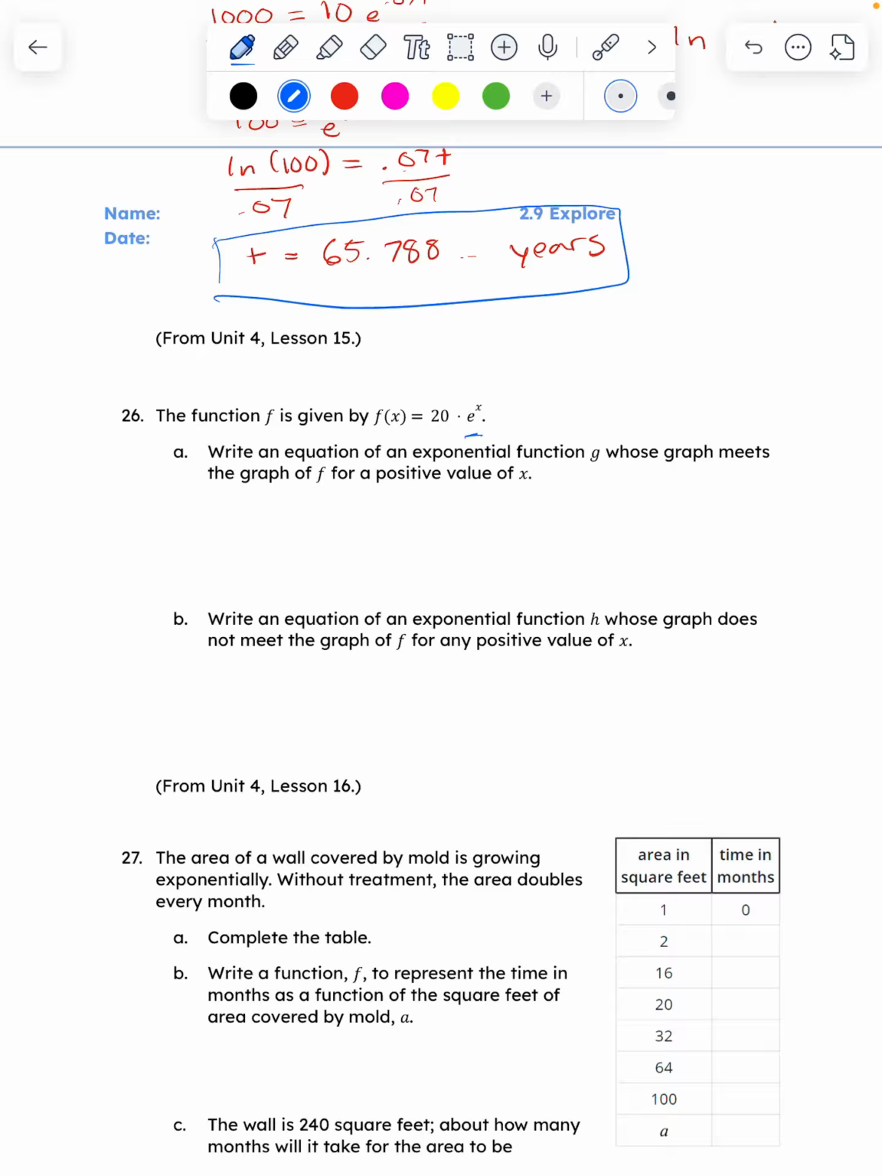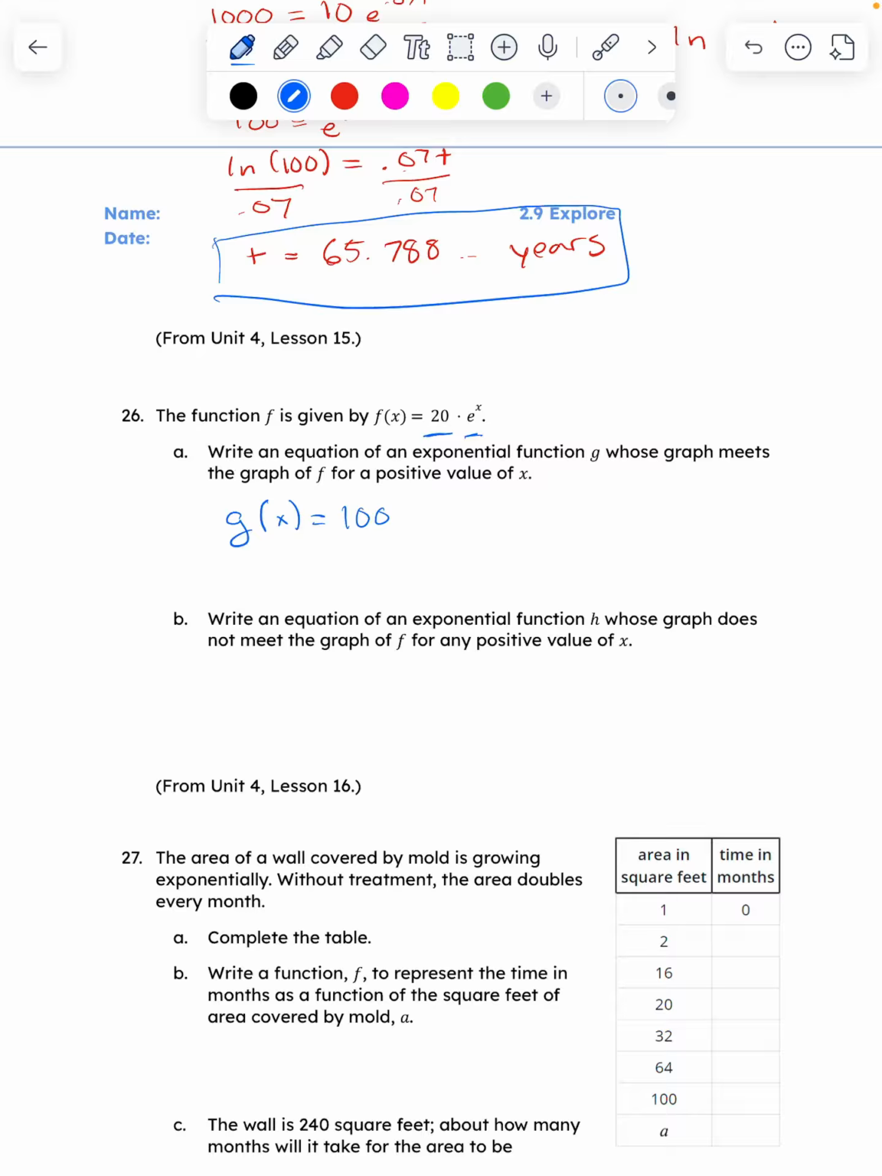I'm asked to find a function that is going to intersect with this function, right? So I need something that either starts higher but grows slower, or starts lower but grows faster. And I am arbitrarily going to pick a g of x that starts higher and grows slower. So for starting higher, I just need some starting value that's greater than 20. I'm picking 100, but you could pick 22. You could pick 21.5. You could pick 1 million. Anything higher than 20 will do.